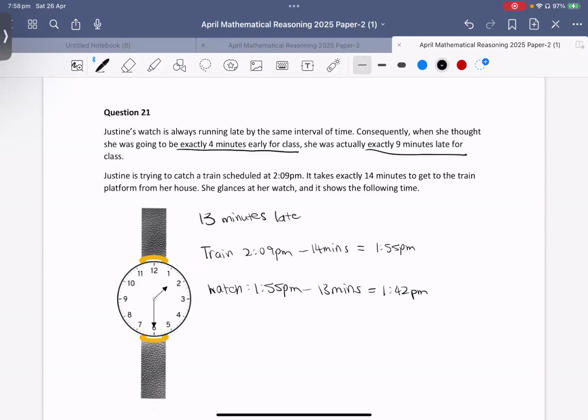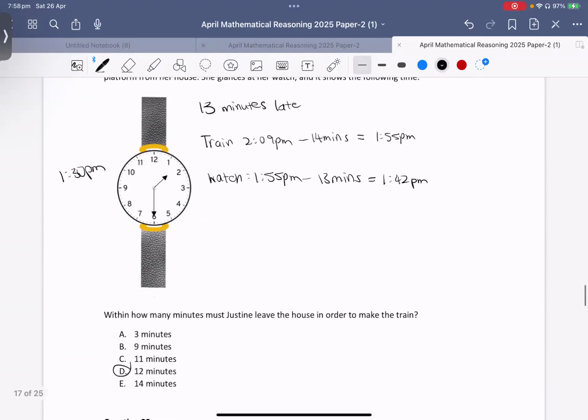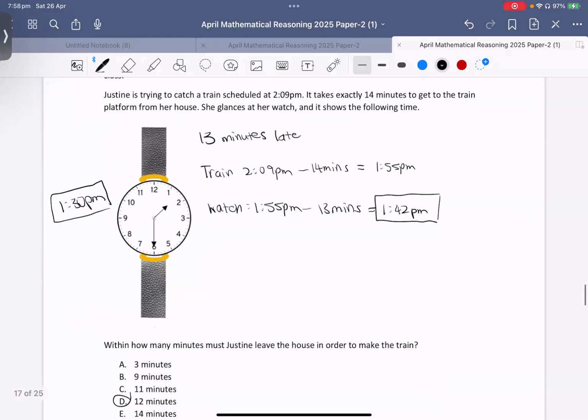And her broken watch at the moment actually reads 1:30 p.m. So that means that we need to leave in 12 minutes time in order to make this train. So that's why the answer is C, because her watch currently reads 1:30 p.m. On her watch's broken time, we want to leave at 1:42. Are we okay with that? Hopefully that makes sense.